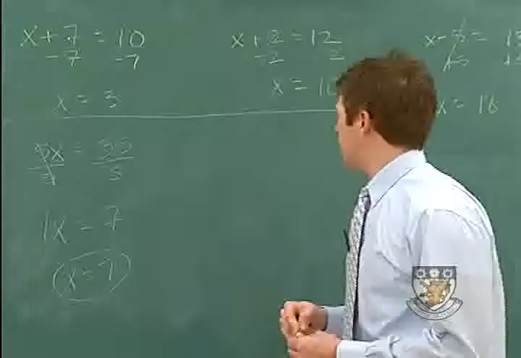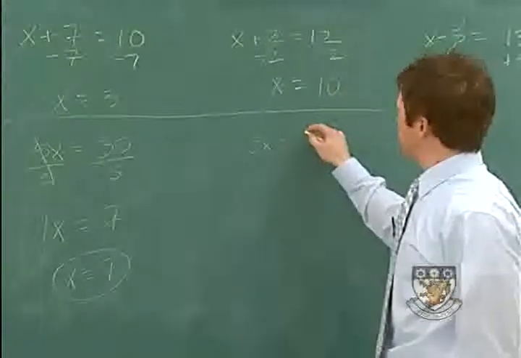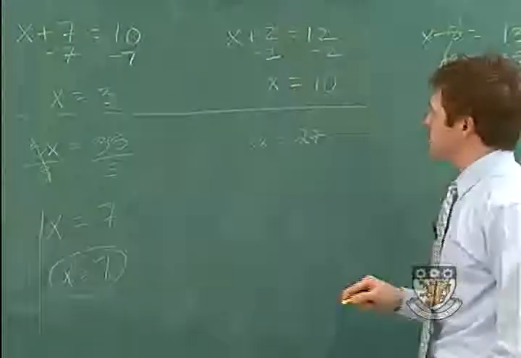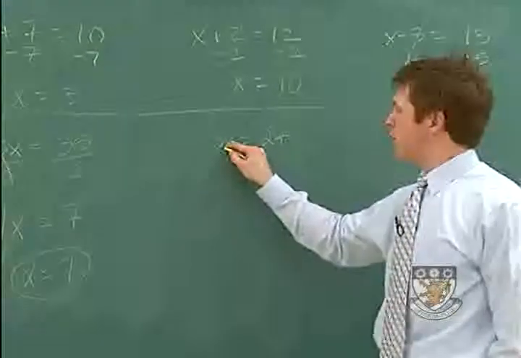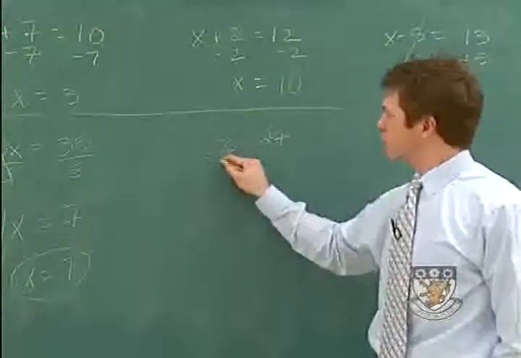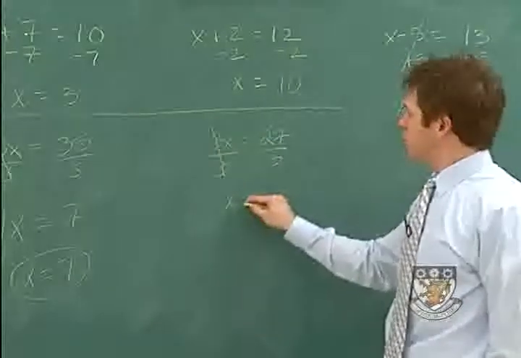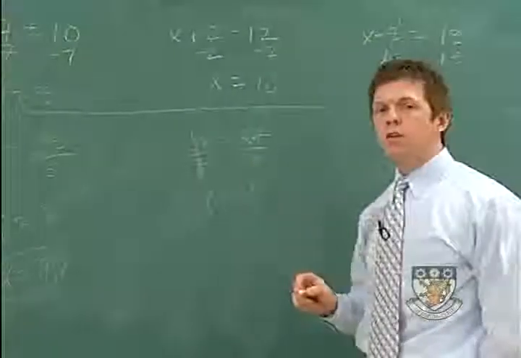Let's look at another one like that. 3x is equal to 27. It's 3 times x. What number times 3 is equal to 27? Divide both sides by 3, and x equals 9. 9 times 3 does equal 27.